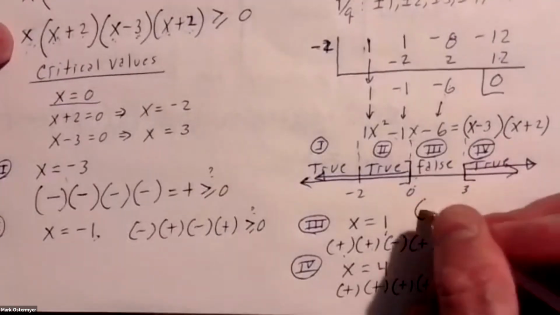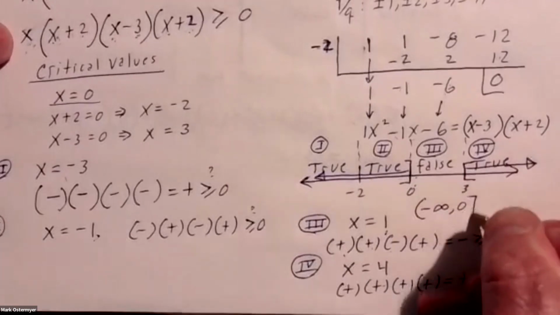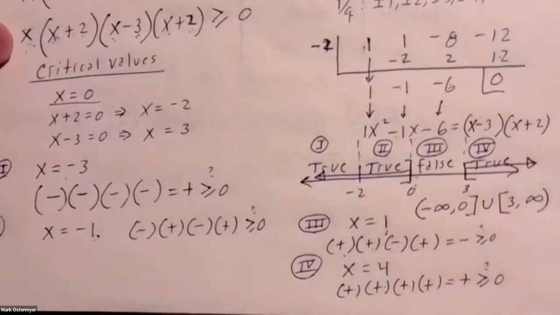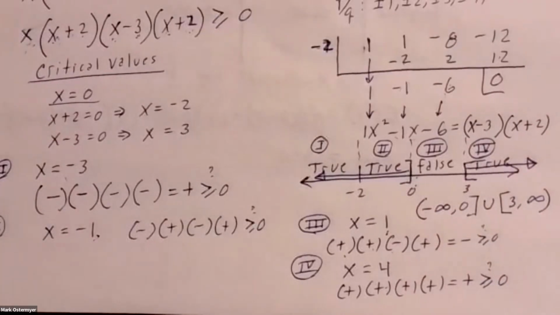In interval notation, it's going to be from negative infinity up to 0, including 0, in union with, including 3, up to positive infinity. And we're done. Any questions on how I solved that polynomial inequality?